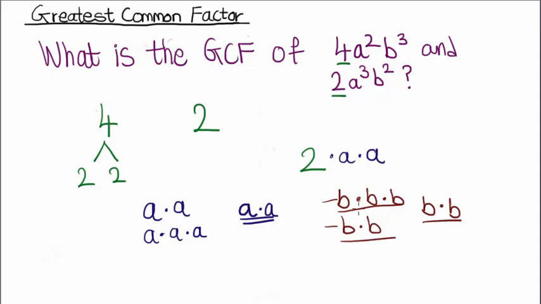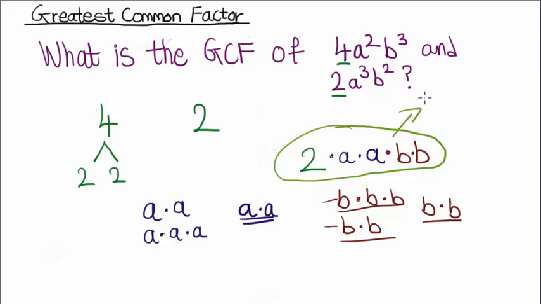Therefore, I can further expand the greatest common factor by including the multiplication of these two b's into the already known greatest common factor of 2 times a times a. So this right here is the greatest common factor between the expression 4a to the power of 2 times b to the power of 3 and 2 times a to the power of 3 times b to the power of 2. I can better rewrite this greatest common factor using exponents as 2 times a to the power of 2 times b to the power of 2.